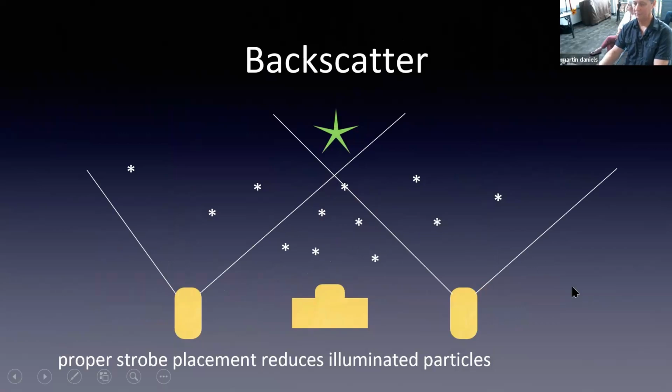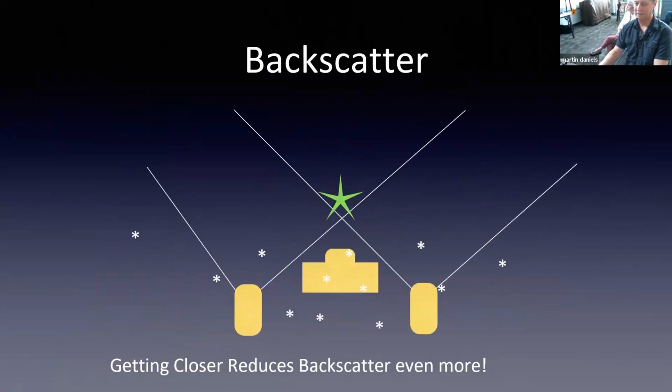But my favorite way to minimize backscatter is just to get closer. Getting closer really eliminates those particles between the camera and the subject. And it works way better than aiming your strobes right.